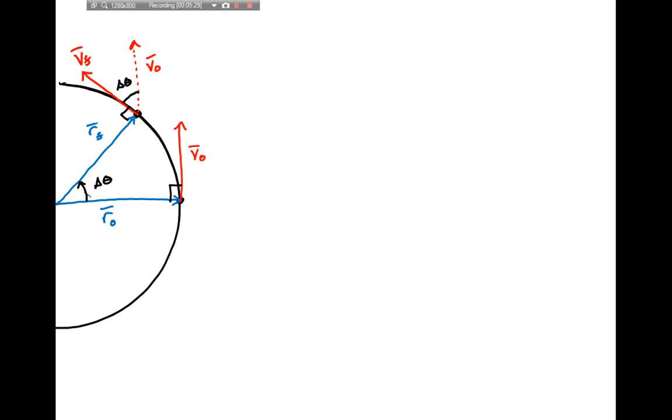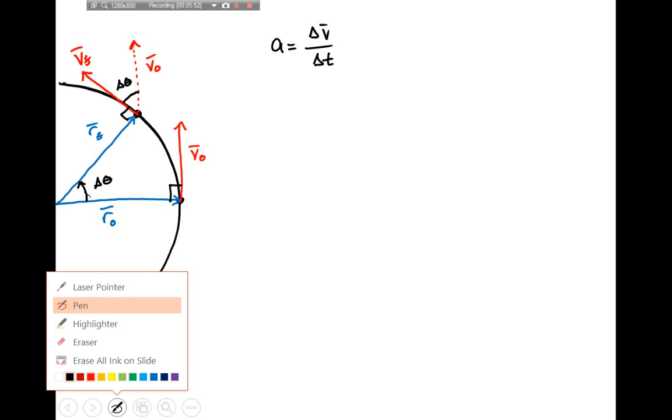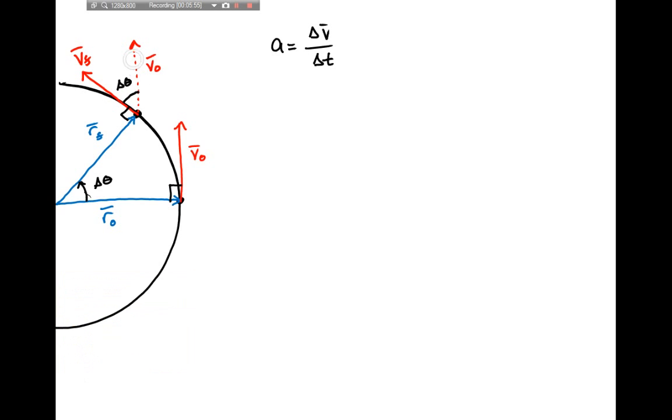same angle delta theta. Now, this is a really important concept because we're going to use this to calculate the acceleration. So remember that acceleration is equal to the change in the object's velocity divided by delta t. So what I need to do is come up with some way to describe the change in the object's velocity. So looking over here, we can see already kind of what this looks like.